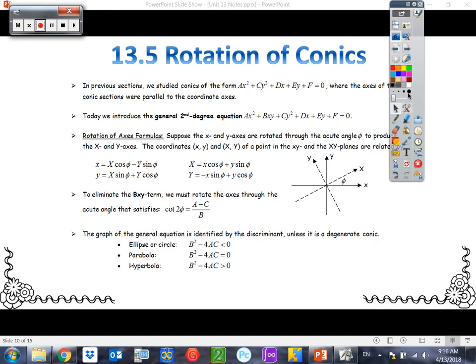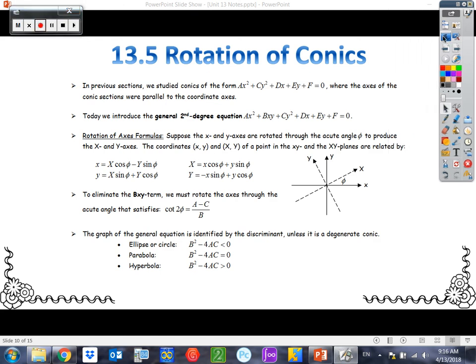Okay guys, let's take a look at today's lesson. So, rotation of conics. Before today, we were dealing with this equation, right? We would have a x squared and a y squared, x, y, and maybe a constant. So this is the equation that doesn't include this xy term. When we see the xy term here, that means that this is a rotated conic.